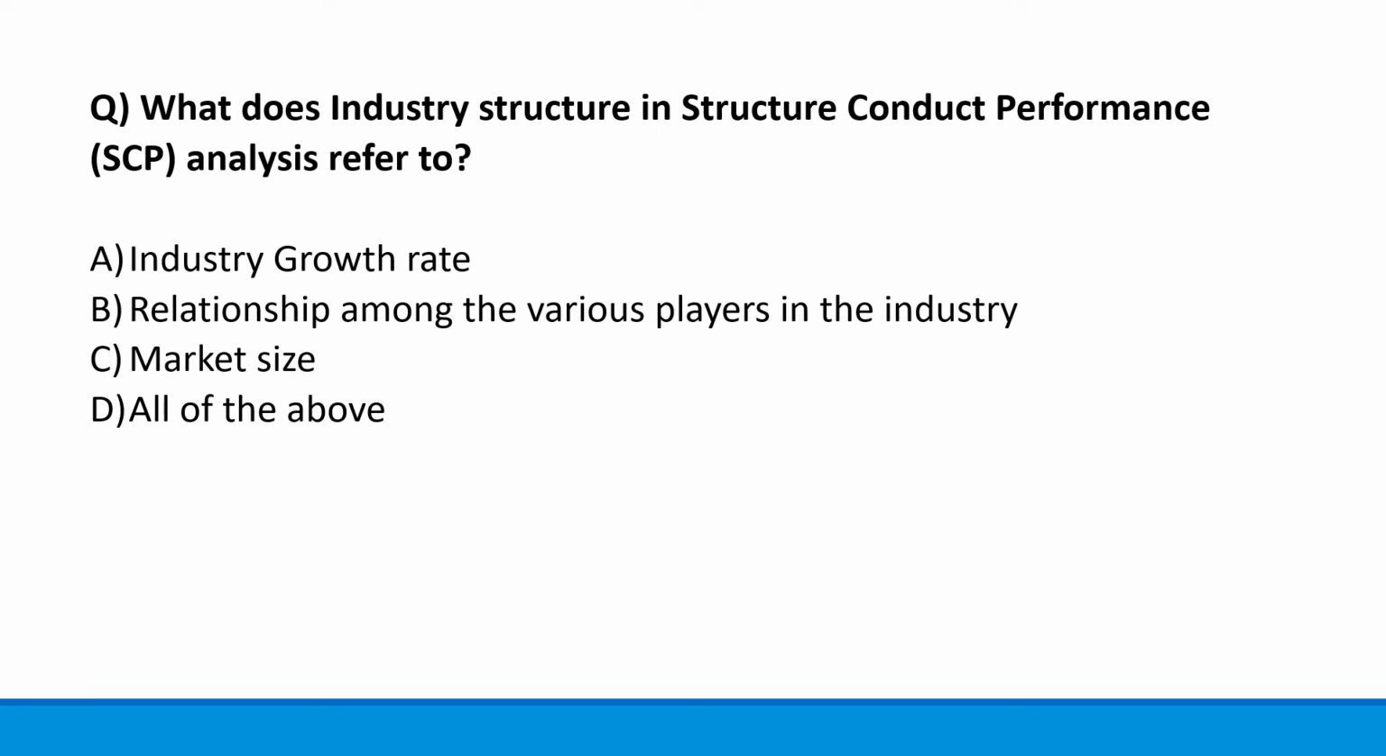What does industry structure in structure conduct performance analysis refer to? Option A, industry growth rate. Option B, relationship among the various players in the industry. Option C, market size. And option D, all of the above. The correct answer is option D, all of the above.